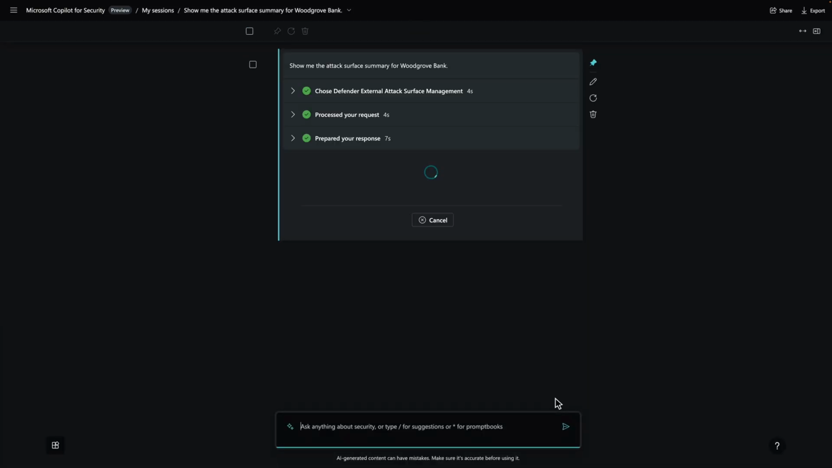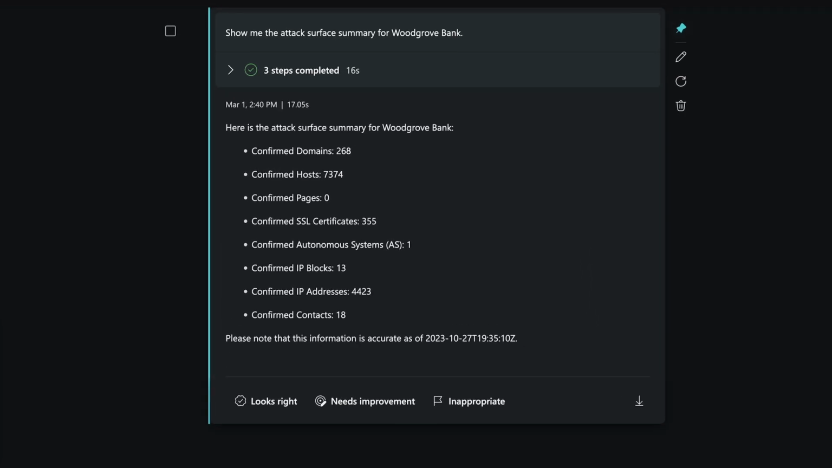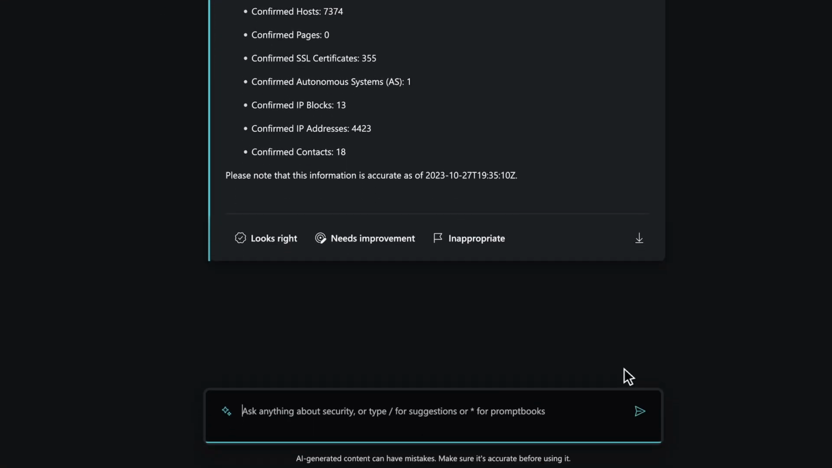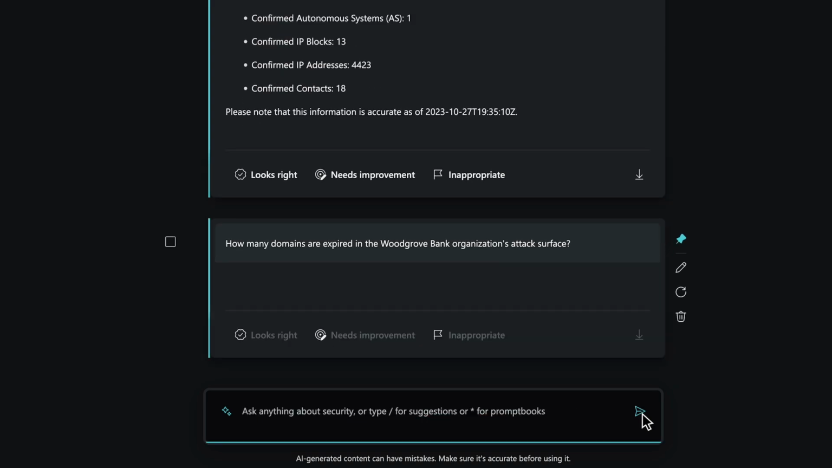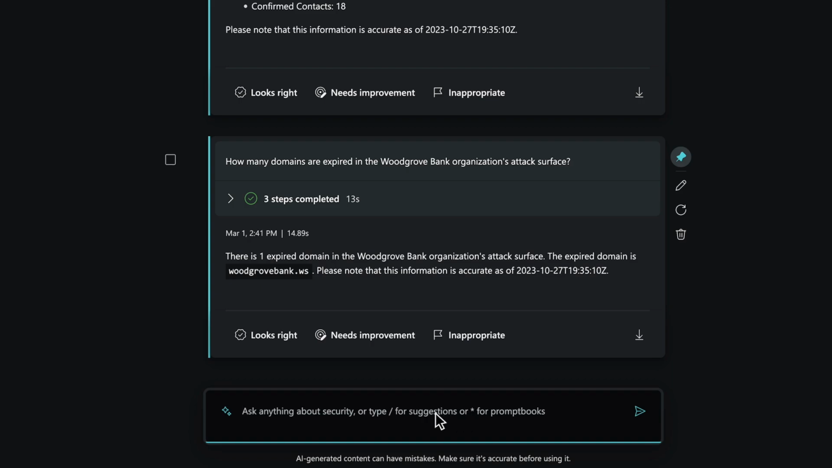By asking Copilot for a summary of our attack surface, it will intelligently identify MDEASM as the source of truth before preparing a response. Next, let's use Copilot to find more specific information about an asset, like the number of expired domains. These can present a risk to Woodgrove if acquired by a malicious third party.